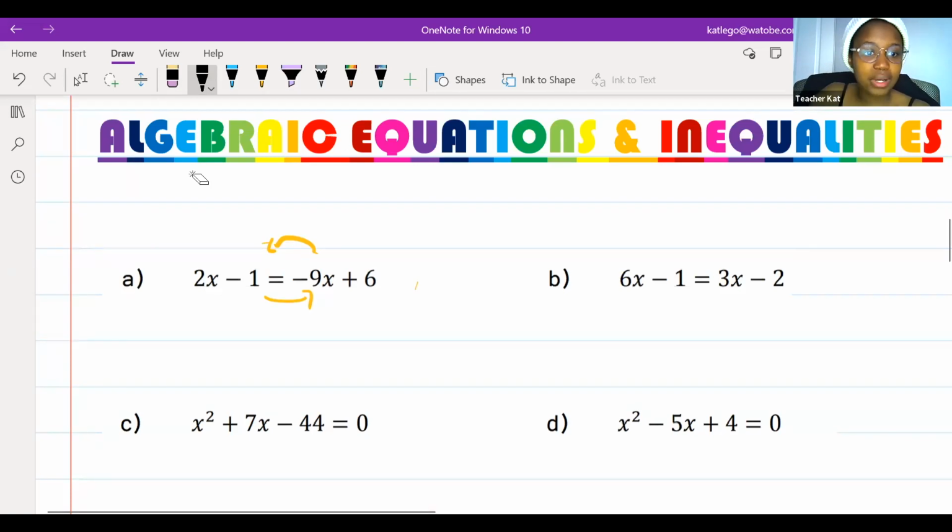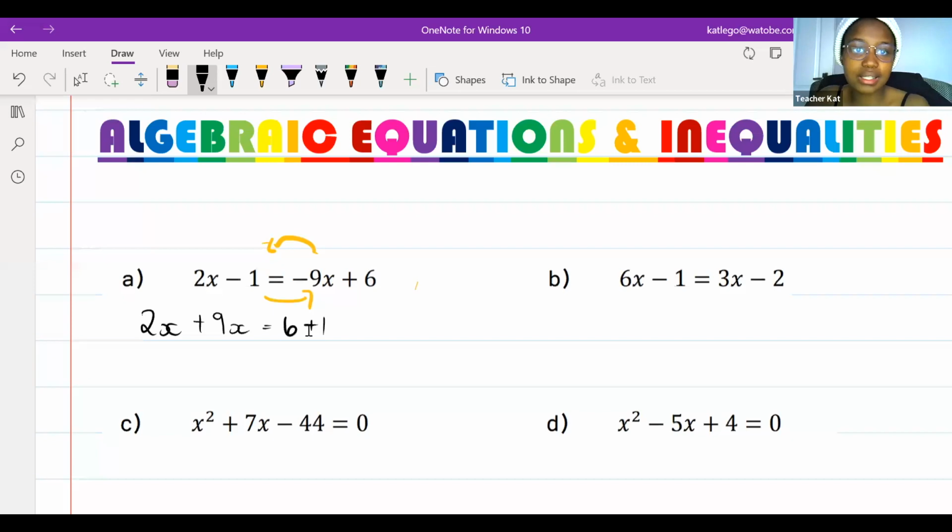There we go. So we have a 2x, negative 9x. When it gets to the left-hand side, it becomes what? Anyone? Let's participate, guys. Positive. Thank you, Isabel. Thank you, everybody. So it's plus 9x. And on our right-hand side, we have a 6 and 1 was negative, so it becomes positive 1. And now we add our like terms. What is 2x plus 9x, everybody? 11x is equal to 6 plus 1, which would be 7.